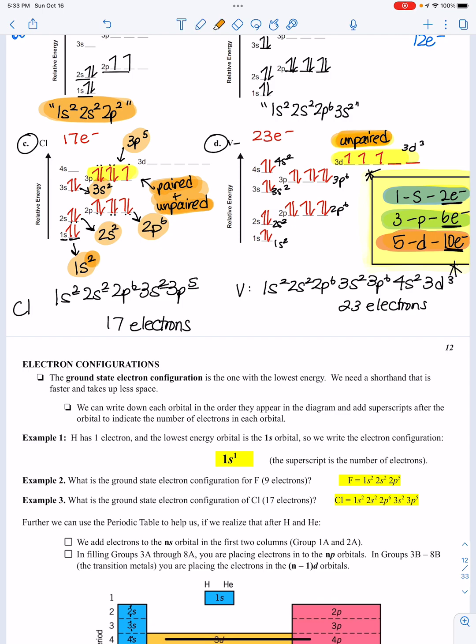So you could see here that these numbers on top, these powers, these superscripts, they are the electrons that are in those orbitals. This is how you write an electron configuration. We get it from the energy level diagram to electron configuration.